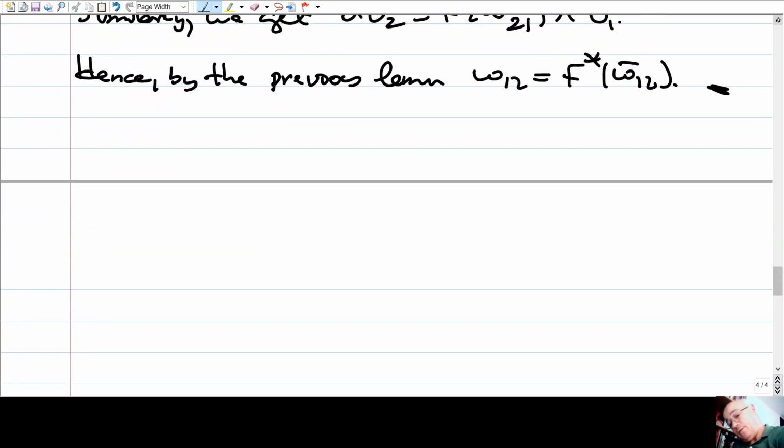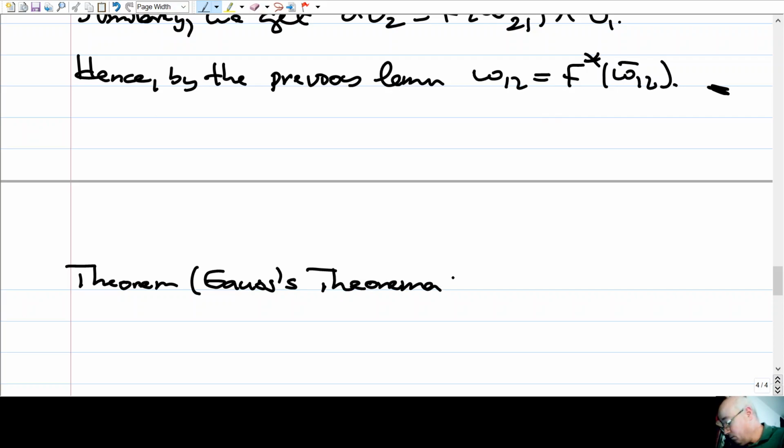All right. Now, finally, we have the most important theorem of this study of surfaces. One of the most important theorems, Gauss's Theorema Egregium.